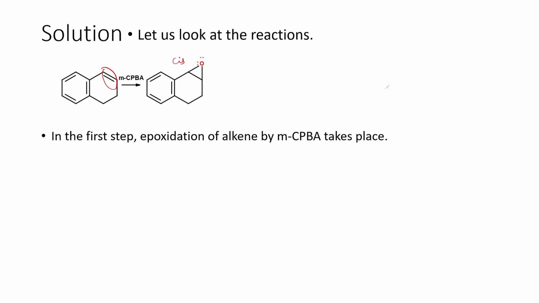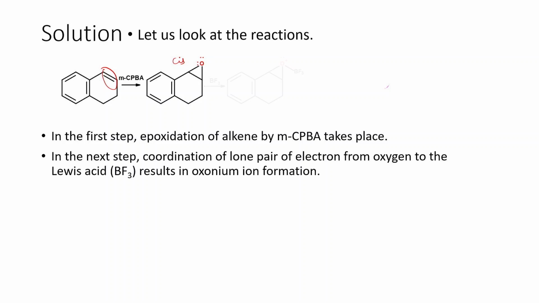In all the cases, we have only the cis epoxide formed when we treat an alkene with metachloroperoxybenzoic acid. So what is the next step? The epoxide is now treated with the Lewis acid, BF3 etherate. Oxygen has a lone pair of electrons, that is electron rich. Boron trifluoride is basically an electron deficient element, so that requires electrons. So the lone pair of electrons is shifted between oxygen and boron, and we end up with a bond formed between oxygen and boron. This is the oxonium ion formation that happens when the Lewis acid reacts with the epoxide.